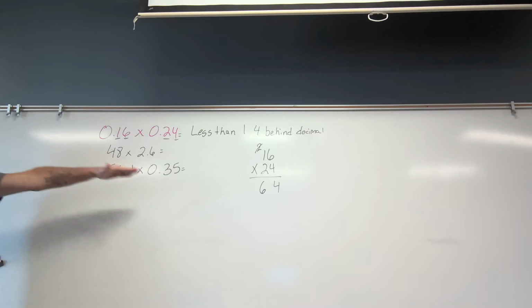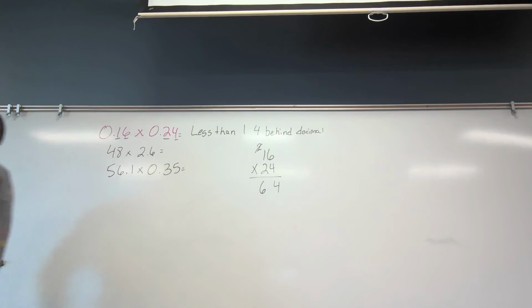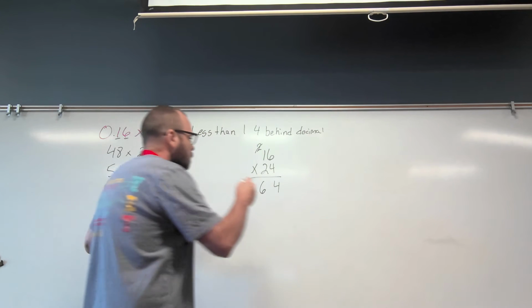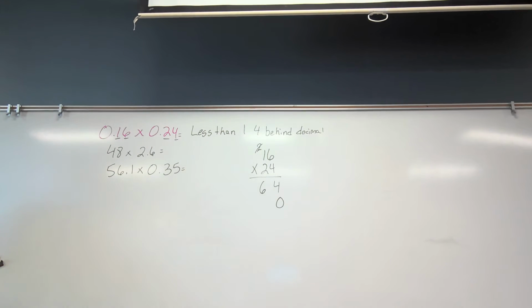Now I'm going to move to the tens place. This 2, the value of it is 20. If I broke it up into expanded form, the value would be 20. So I'll put that 0 there. 2 multiplied by 6. Let's go.